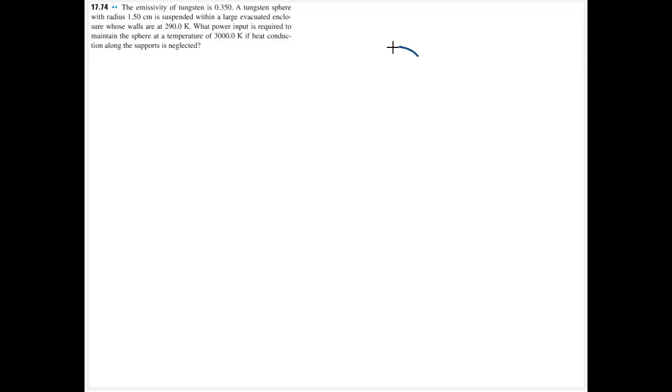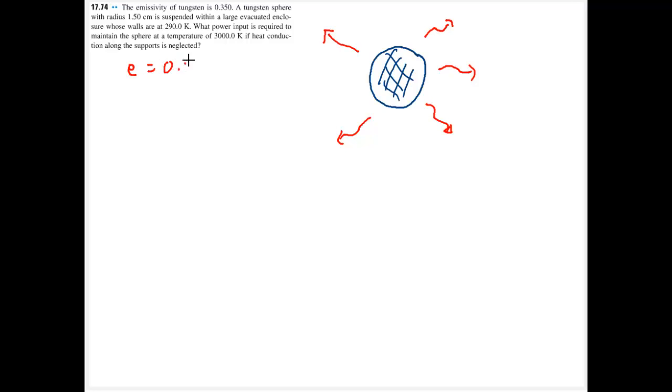Okay, so for this problem we're going to take a second to read it. Here we're going to have a tungsten sphere, and that sphere is going to be emitting radiation. Remember, all things are going to emit radiation simply because they have a temperature. I know that the emissivity of tungsten is going to be 0.350, so it's not a very good emitter, it's not a very good absorber. I know that the radius of the sphere is going to be 1.5 centimeters, or 0.015 meters. I know that the temperature of the sphere is going to be 290 Kelvin.